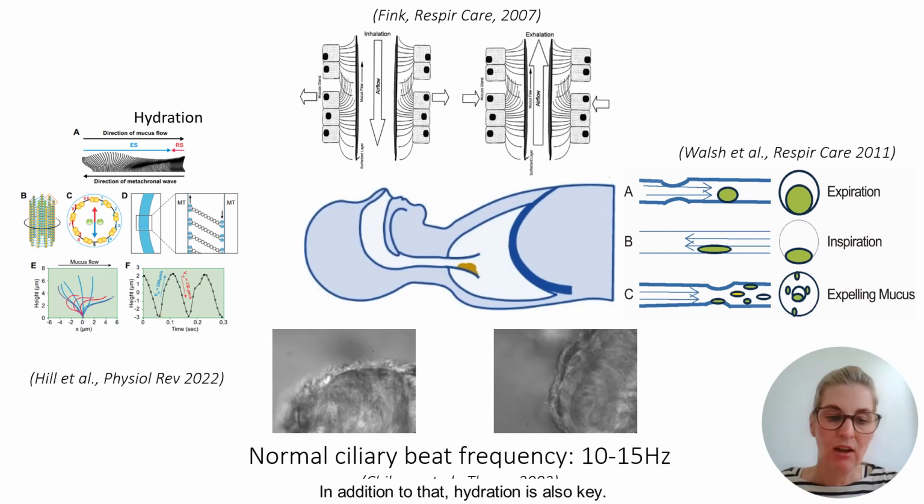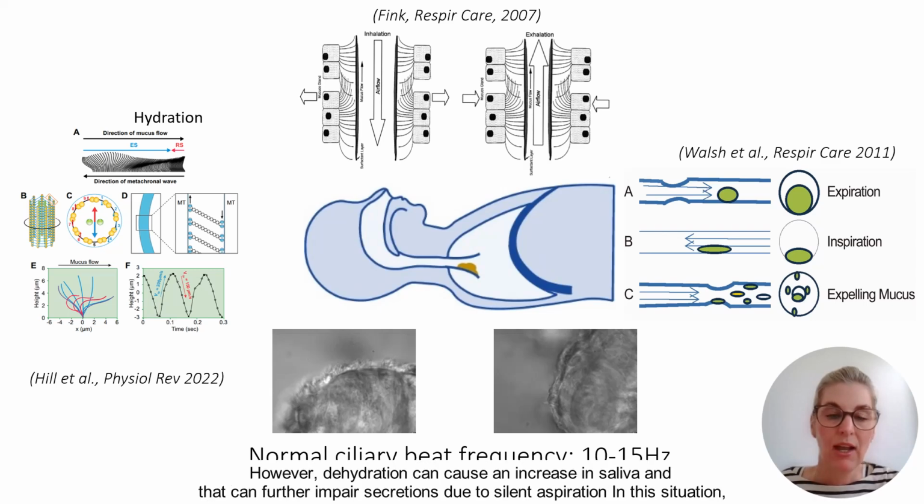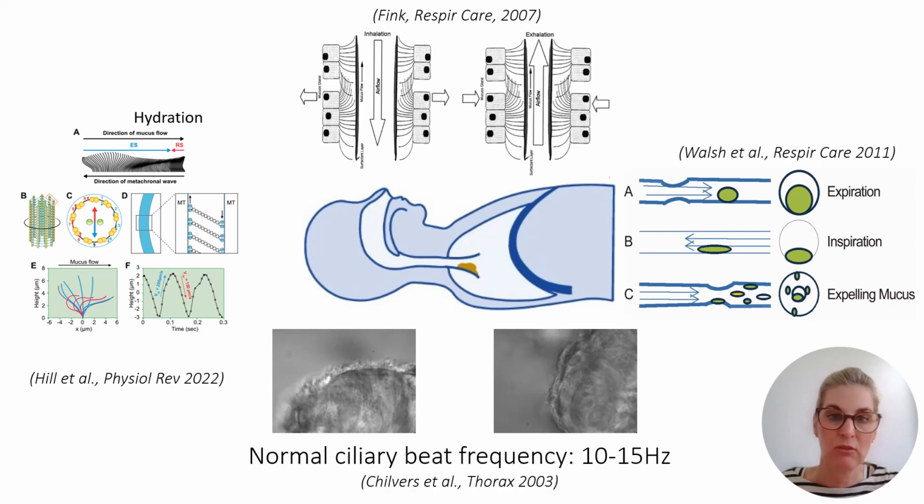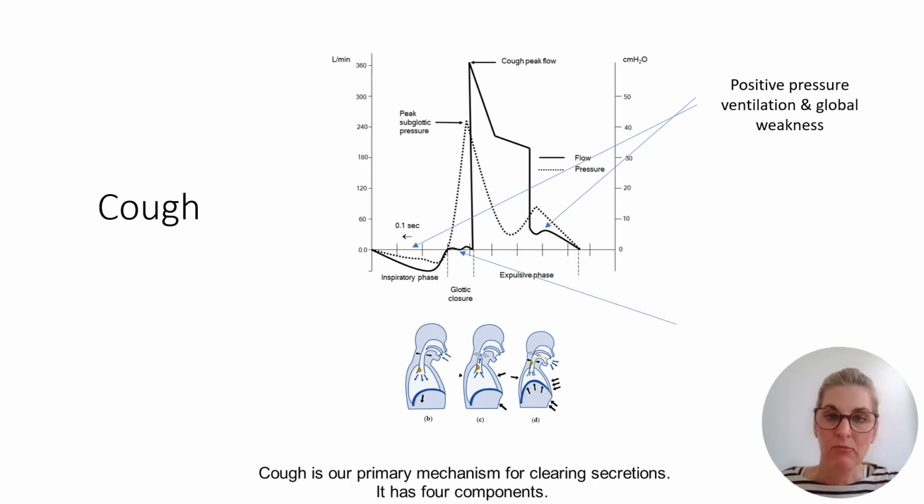In addition to that, hydration is also key. It's key for enabling the correct viscosity of the secretions, assisting in the depth of the liquid layer. However, dehydration can cause an increase in saliva, and that can further impair secretions due to silent aspiration in this situation. Cough is our primary mechanism for clearing secretions.